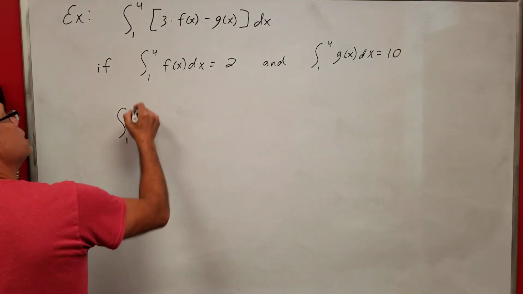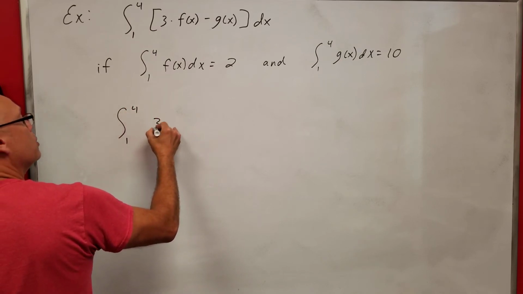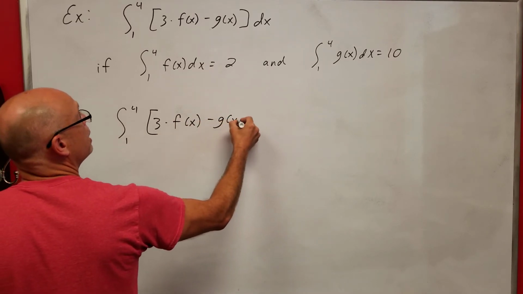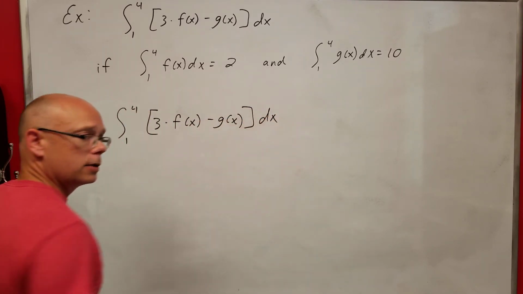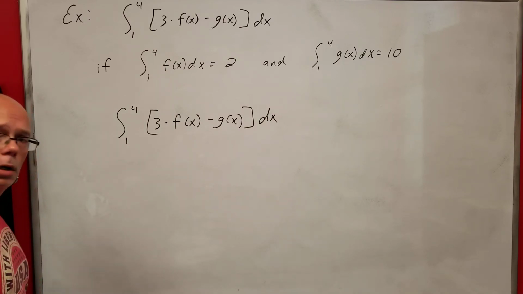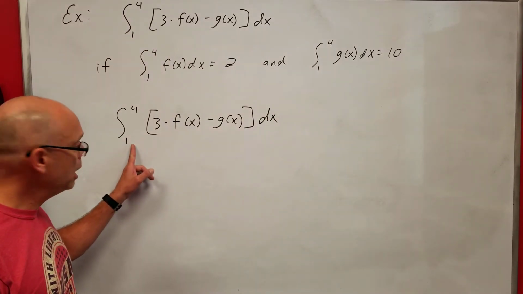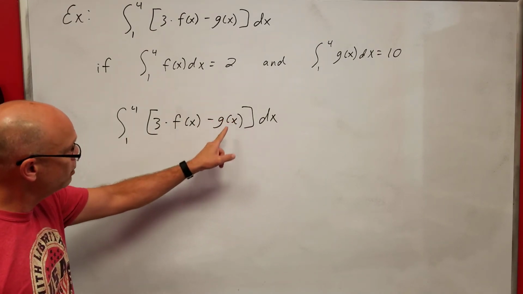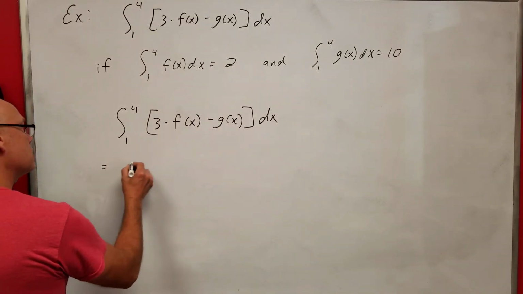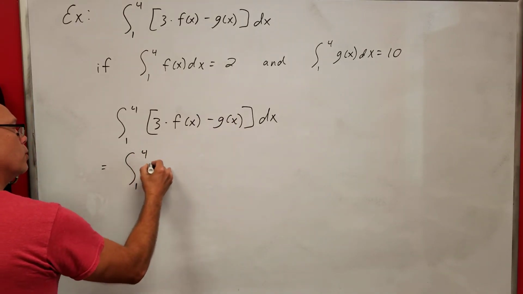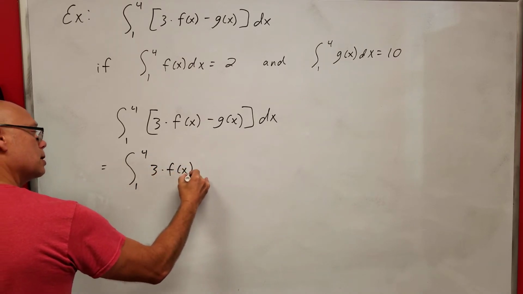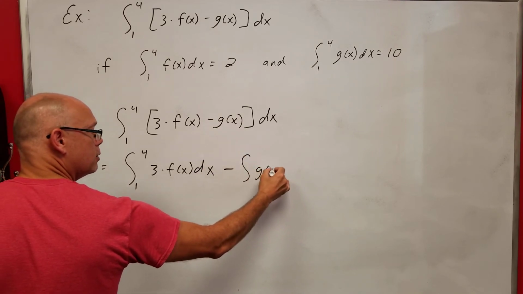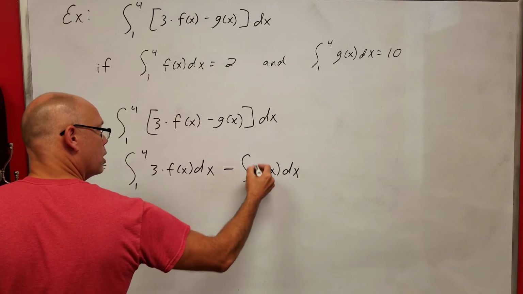So let's see, I'm going to start out with the integral from 1 to 4 of 3 times f of x minus g of x dx, okay? According to those properties we just looked at, I can break this up as the integral of this first part minus the integral of the second part. So let's do a rewrite. The integral from 1 to 4 of 3 times f of x dx minus the integral of g of x dx from 1 to 4.